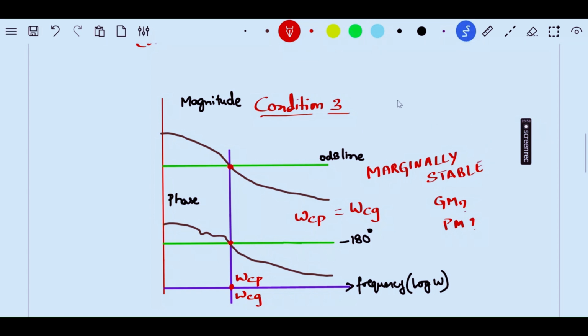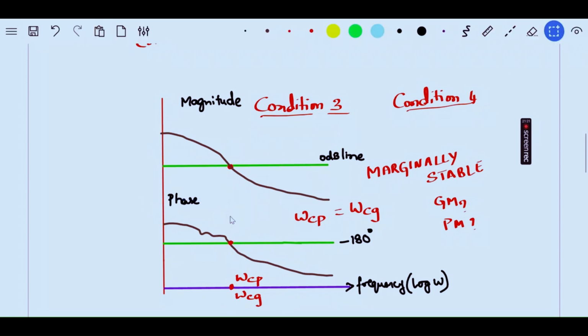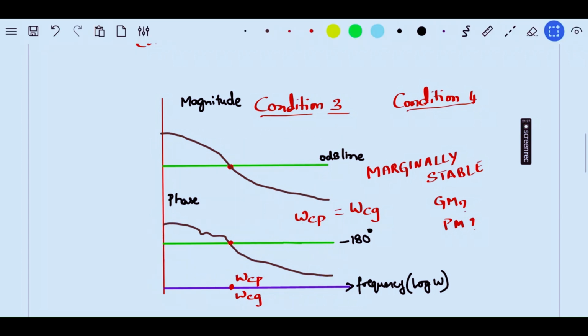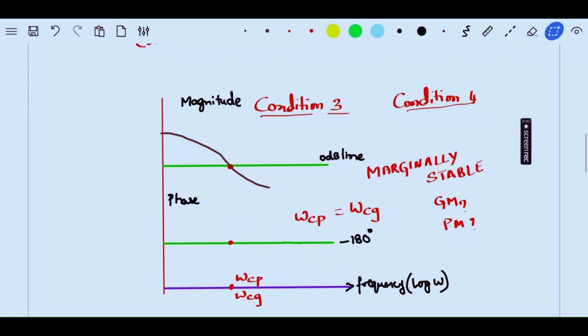There might be one more condition, condition 4. Let me tell you what that is. Sometimes what happens here is, sometimes the gain, okay, let me take out everything and try to tell you what I'm saying. So here, I'll just erase this part, and I'll also erase the phase plot for condition 4 and tell you what I'm saying here.